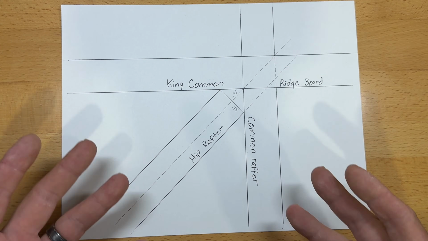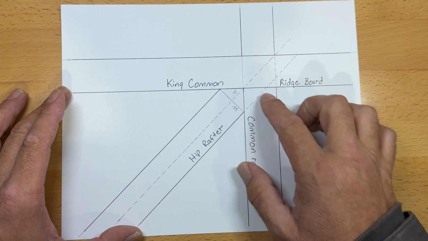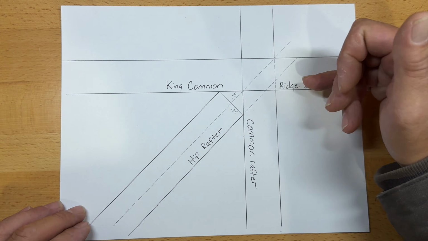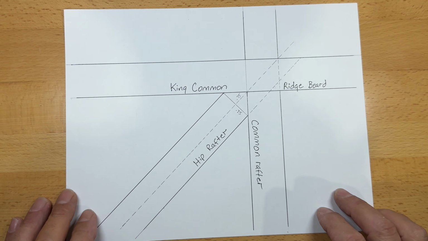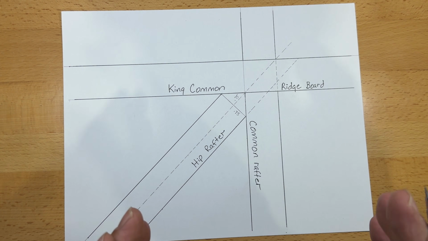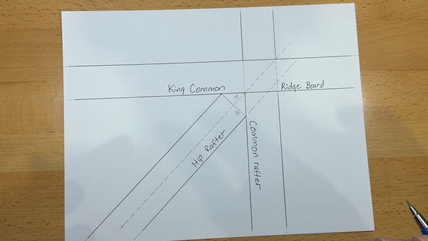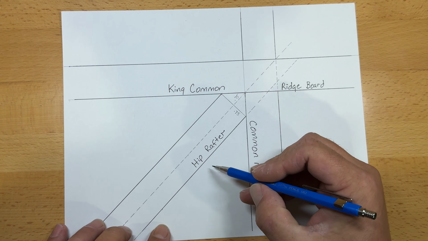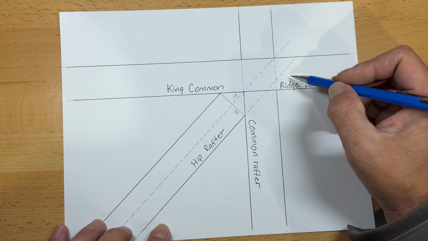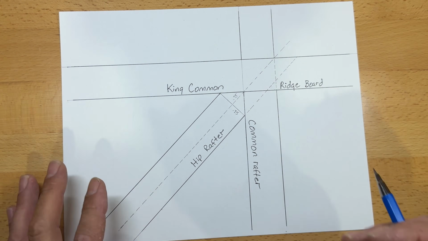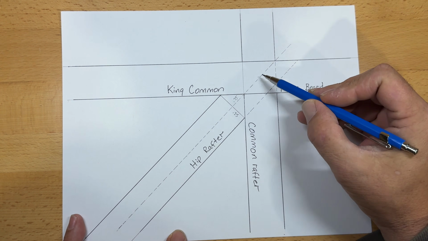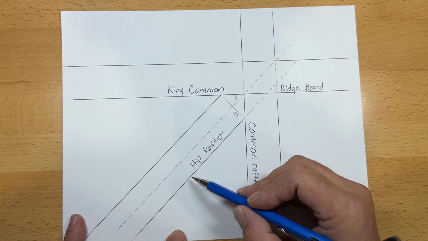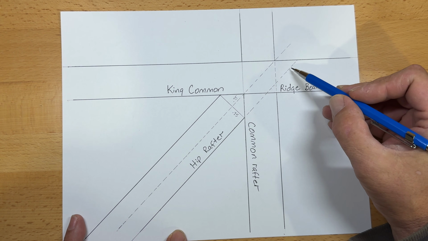So here I have a blow up of the connection point at the top of the ridge where your ridge board, king common, common rafter, and hip rafter will all converge. And when you're using standard lumber, dimensional lumber, all of these rafters are going to be 1.5 inches wide. So this is the plan view of that connection point. Now, you'll notice that I extended the center line of the hip rafter up and through, and also extended the side of the hip rafter up and through.